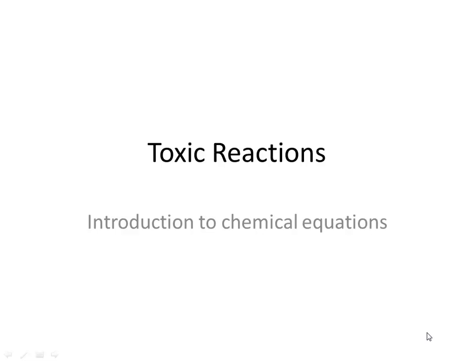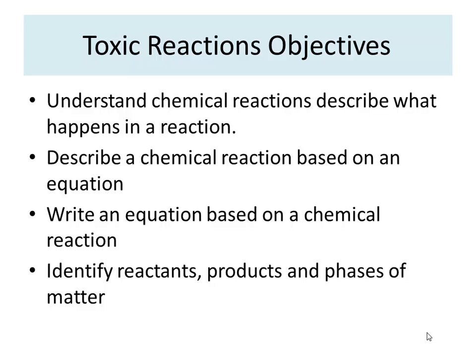Chemical reactions. We are going to be introduced to writing and explaining chemical equations. Our objectives: we should understand chemical reactions and describe what happens during a reaction. We should be able to describe a chemical reaction based on an equation and write a chemical equation based on a reaction. And we should be able to identify reactants, products, and the different phases of matter.